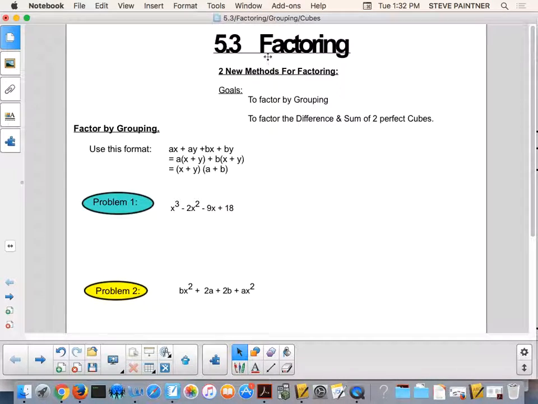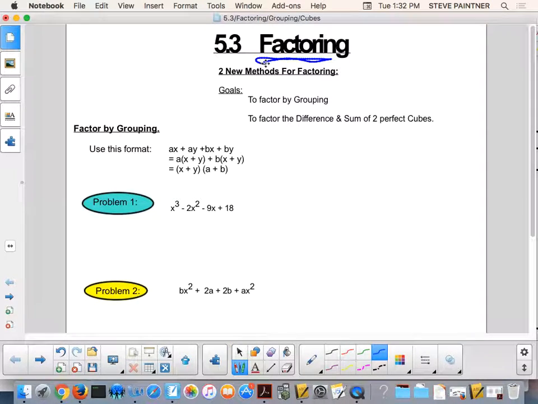Factoring. Okay, well, here's the deal. I feel like you're probably saying, I already know how to factor, right? Well, we're going to learn how to factor two new types of problems. Right here, you're going to learn to factor by what? Grouping. And then you're going to learn to factor the difference and the sum.